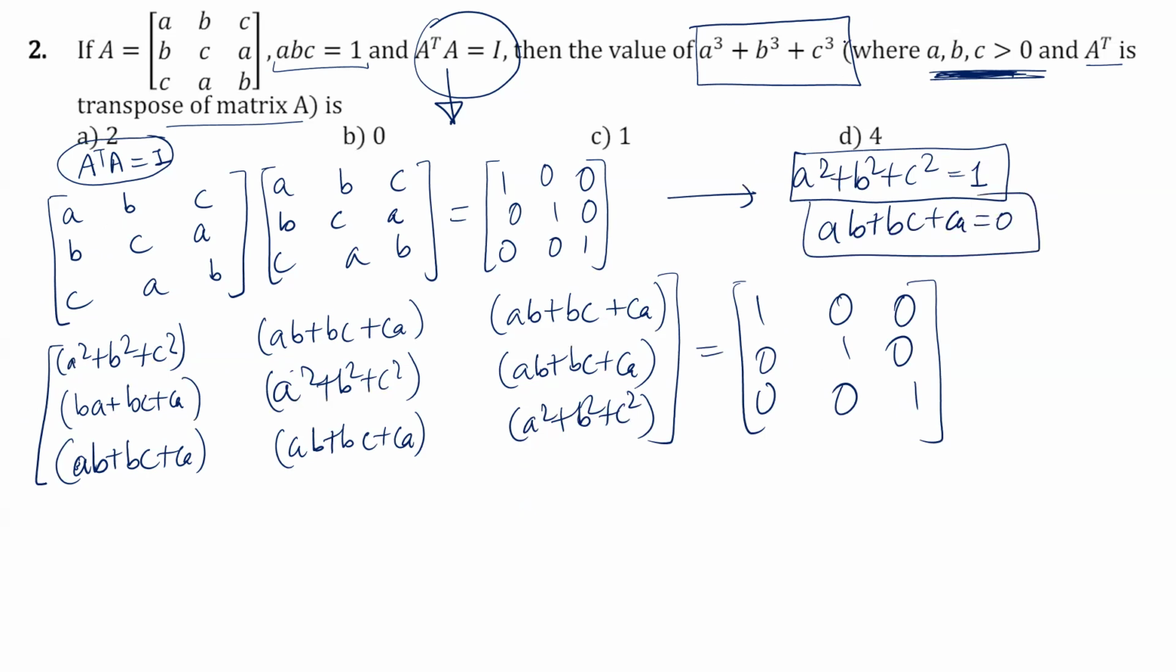Now we need a cube plus b cube plus c cube. For that we will use one formula. But before that, let us use another formula, which is a plus b plus c whole square. So this comes out to be a square plus b square plus c square plus 2 into ab plus bc plus ca.